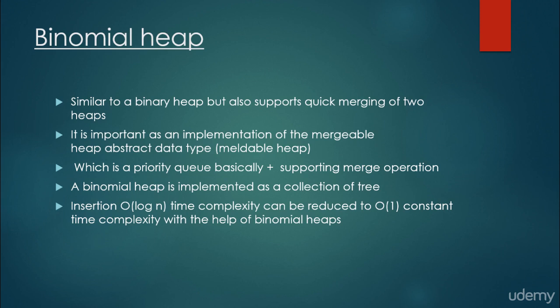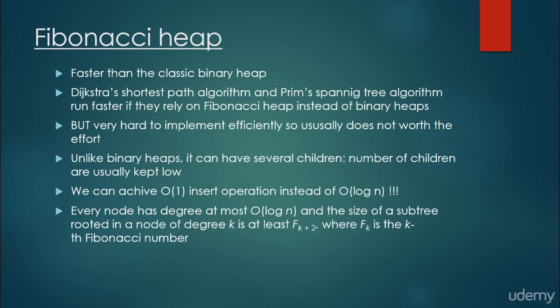So in a binomial heap, we have several tree-like structures. We can merge these kinds of tree-like structures. And why is it good? Because in the end, we are going to end up with an algorithm that is able to insert new items in constant time complexity instead of the logarithmic time complexity.